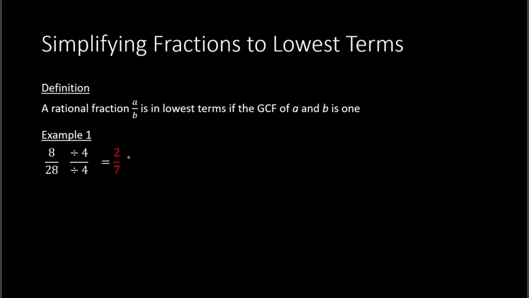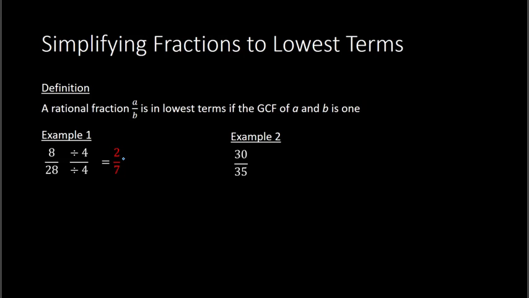So it's the same thing as reducing. It's just a different term given to it. So this is 2 over 7, and this is in simplest form. This is in lowest terms because the greatest common factor of 2 and 7 would just be 1. We cannot divide anything else into 2 or 7.